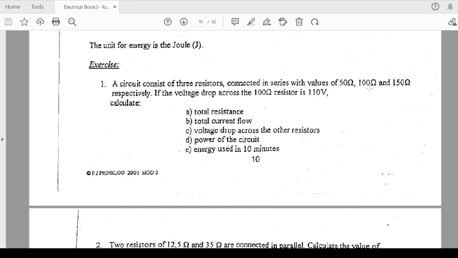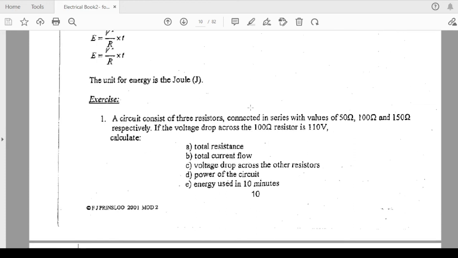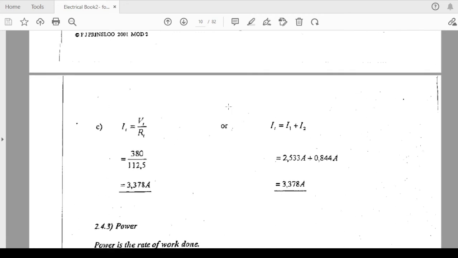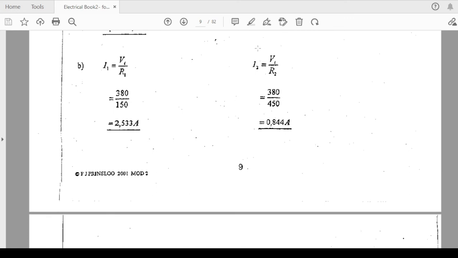So for you to know what will be the current going into that resistor, is it not going to be voltage over R? That is I equals V over R. You are using this formula, back to Ohm's law. What are we looking for? We are looking for current. So voltage is given, it's 110 across that specific resistor, and its resistance is 100 ohms. So it's just the V drop across that resistor, which is V1.